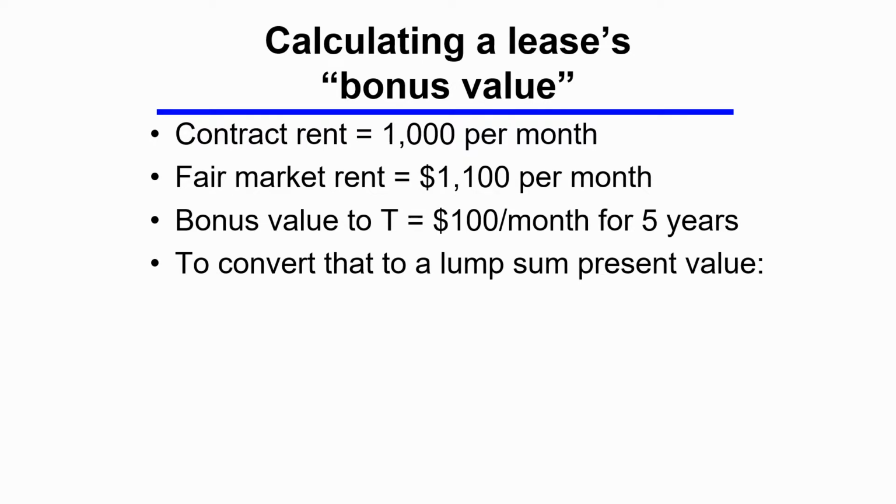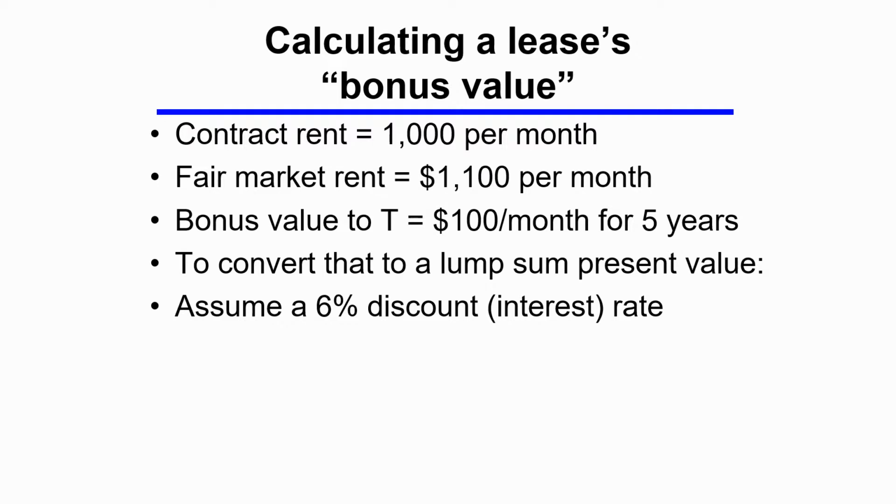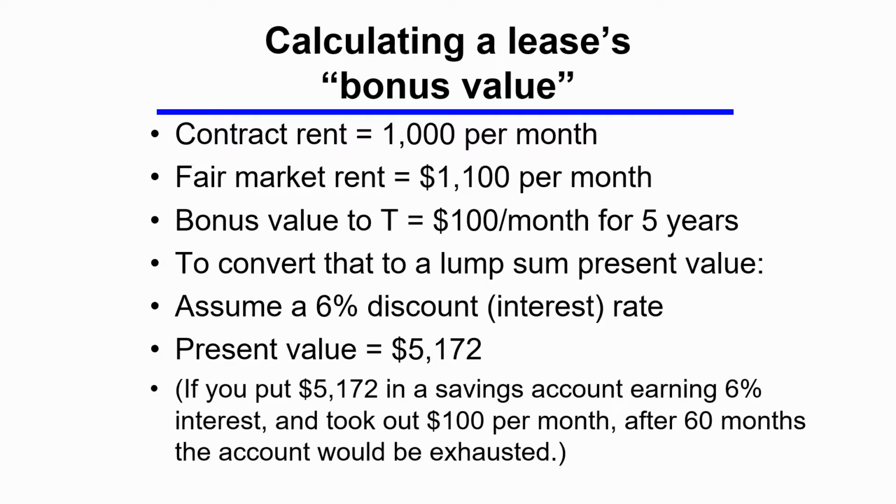So to convert that to a lump sum present value, we use either a financial calculator or a present value table in a set of financial tables. And we have to assume some interest or discount rate. So let's assume a nice round number like 6%. And we conclude that the present value of $100 a month for the next 5 years is $5,172. What that means is that if you put that amount of money, $5,172, in a savings account that earns 6% interest, and you took out $100 every month, after 60 months, the account would be exhausted. All the money would have been taken out of the account.